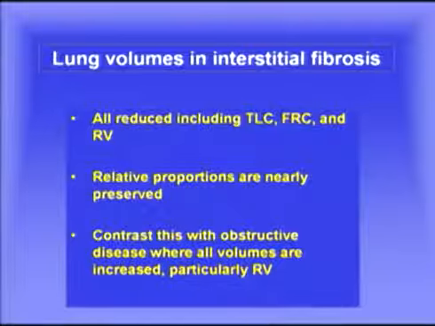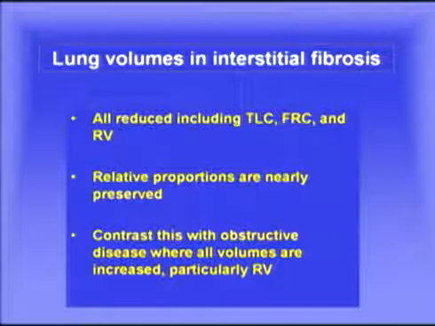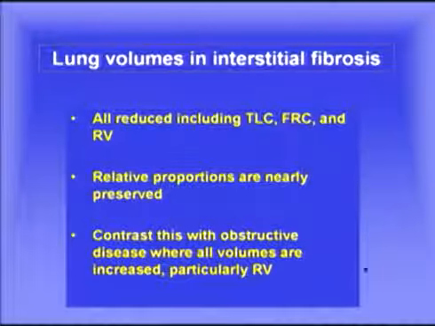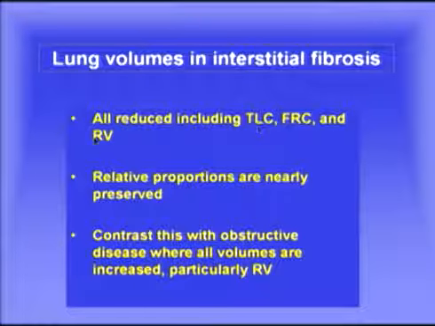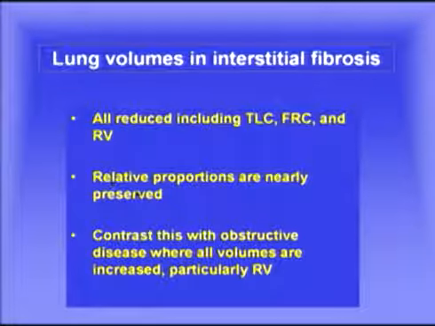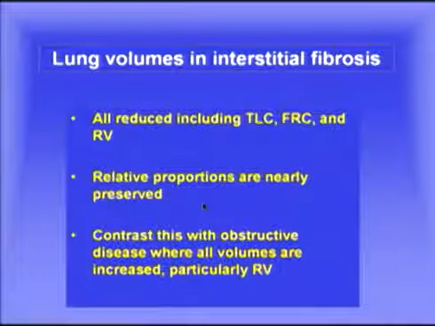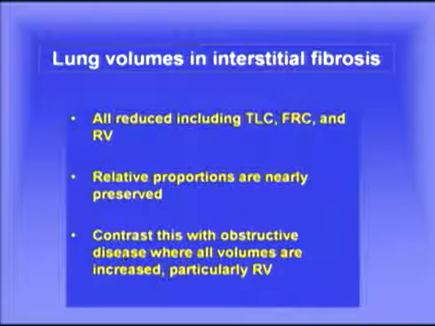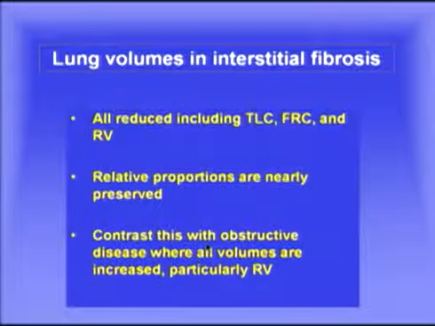Let's look at the lung volumes in interstitial fibrosis. Well, they're all reduced. TLC, total lung capacity, functional residual capacity, and residual volume. But it's interesting that the relative proportions are nearly preserved. That again is very different from COPD, where typically, for example, the residual volume becomes a much higher proportion of the total lung capacity than it should be under normal conditions. So that's the contrast between interstitial fibrosis and obstructive lung disease here.